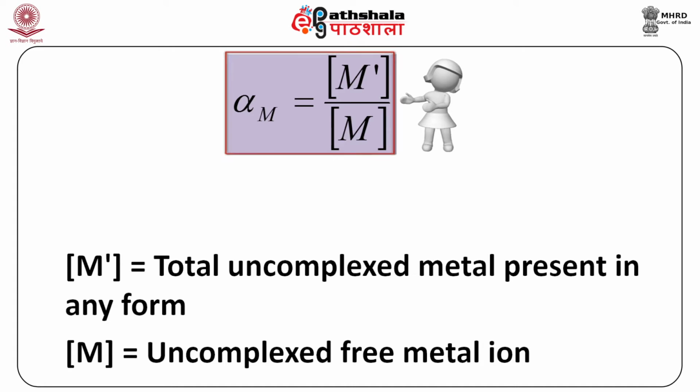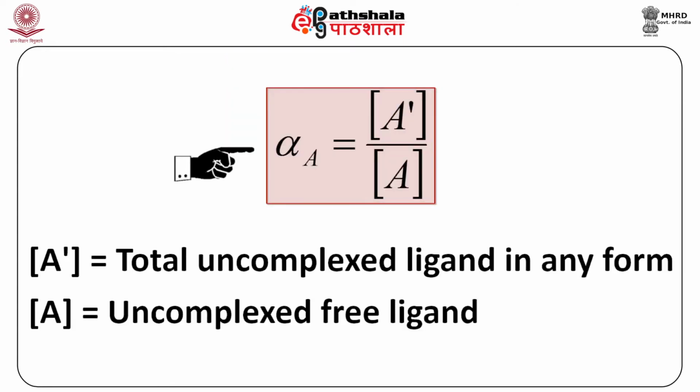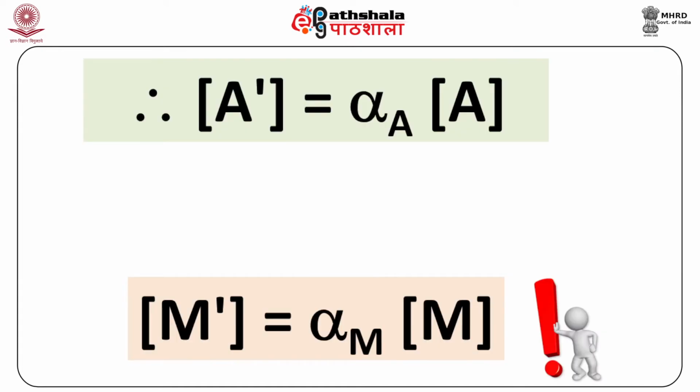Now, here alpha M is equal to the concentration of M dash divided by the concentration of metal M. Here M dash is the total uncomplexed metal present in any form and M is the uncomplexed free metal ion. Similarly, alpha A is equal to the ratio of the concentration of A dash to A. Here A dash is the total uncomplexed ligand in any form and A is the uncomplexed free ligand. Therefore, A dash concentration is equal to alpha A times the concentration of A, and M dash concentration is equal to alpha M times the concentration of metal M.